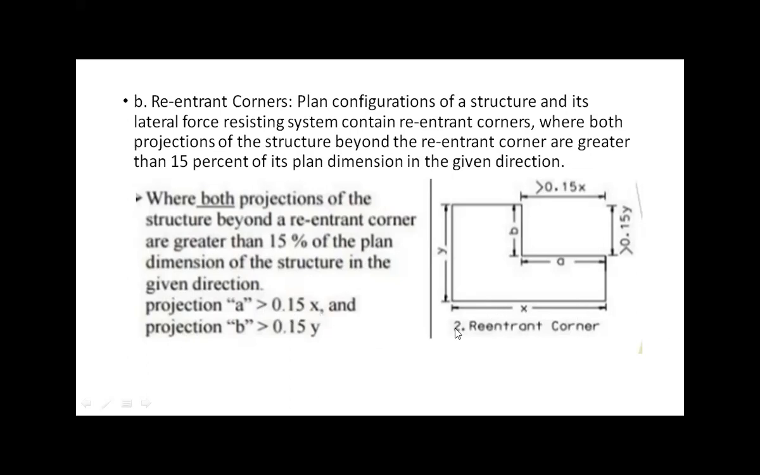This x is in the horizontal direction, that is, the length. Y is in terms of the width. You can see this x, that A is taken as 0.15x, and B is taken as 0.15y. So that is the rule for this. The projections of the structure at the re-entrant corner are greater than 15 percent of the plan dimension of the structure in the given direction.